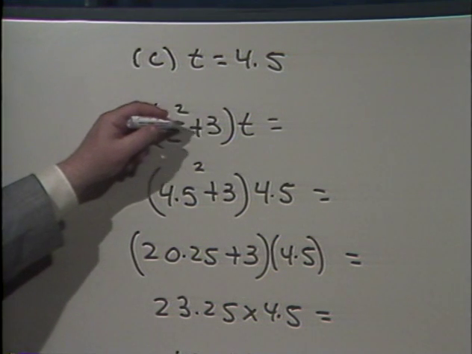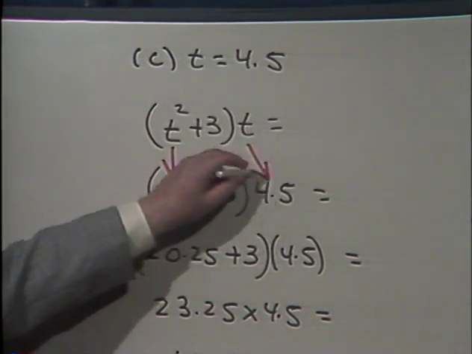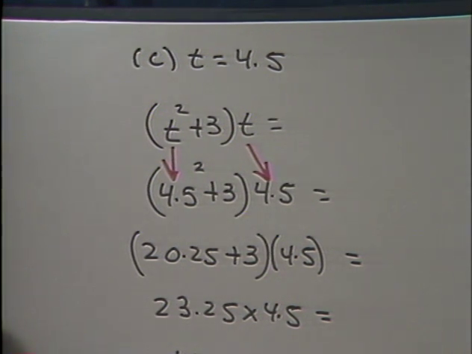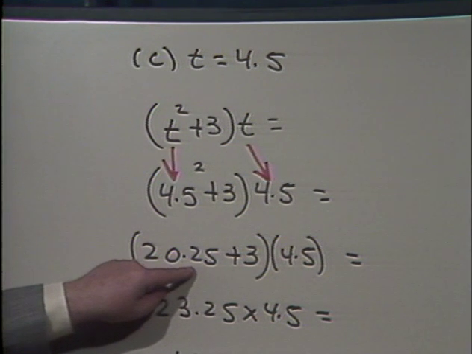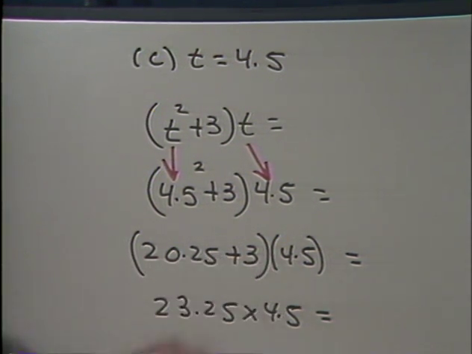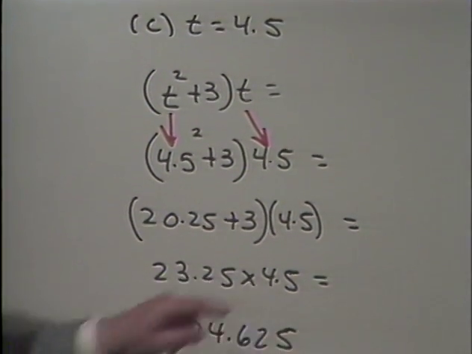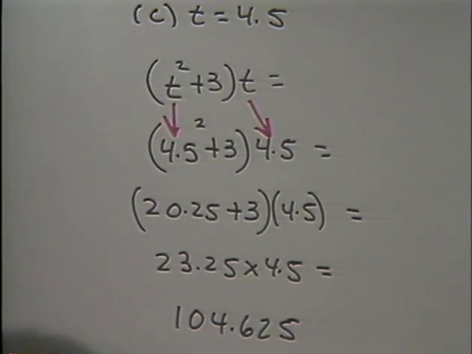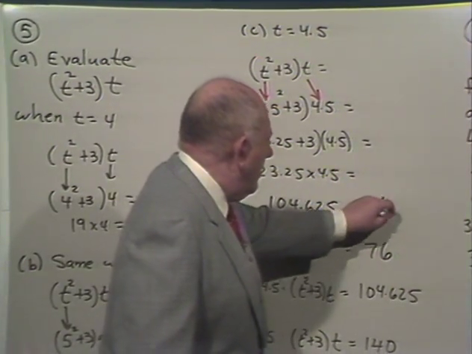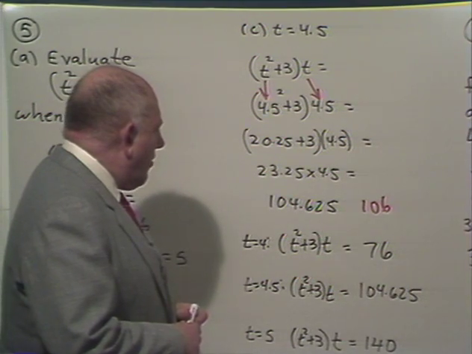I'm going to take t squared plus 3 plus t, and every place I see a t, I'm going to replace that by 4.5. So 4.5 times 4.5 turns out to be 20.25. Then I add 3. Then I multiply that by 4.5. That's 23.25 times 4.5. Now what does that give me? That gives me 104.625. And what's that? Too big or too small? It's still too small.